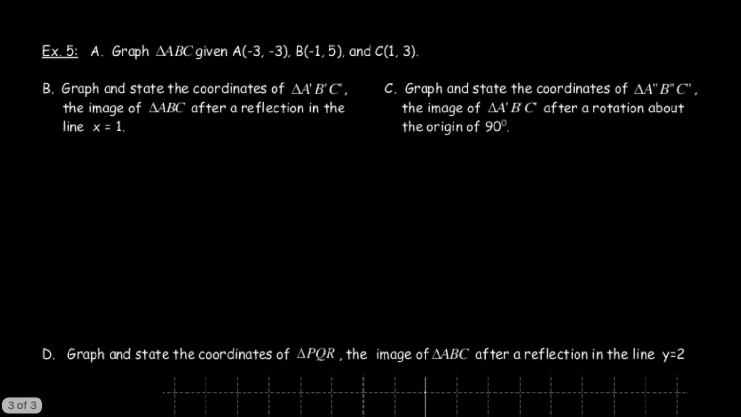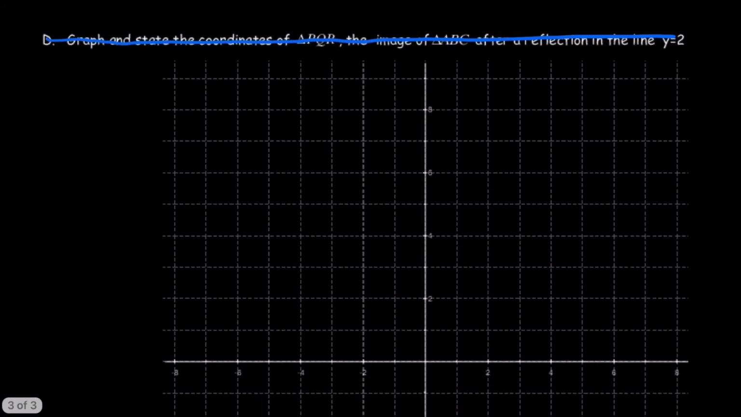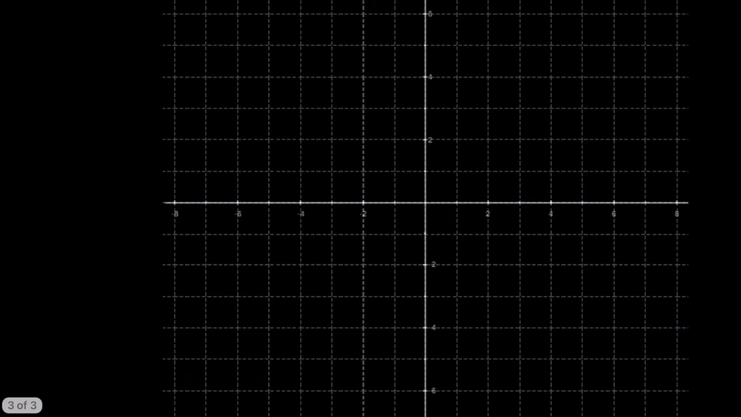Okay, next page. I'll just tell you right now, we are not going to do D. This becomes way too cluttered. So we will just do A, B, and C. Part A, we want to graph this triangle. A has coordinates -3, -3. So let's plot those. -3, -3, right there's A.